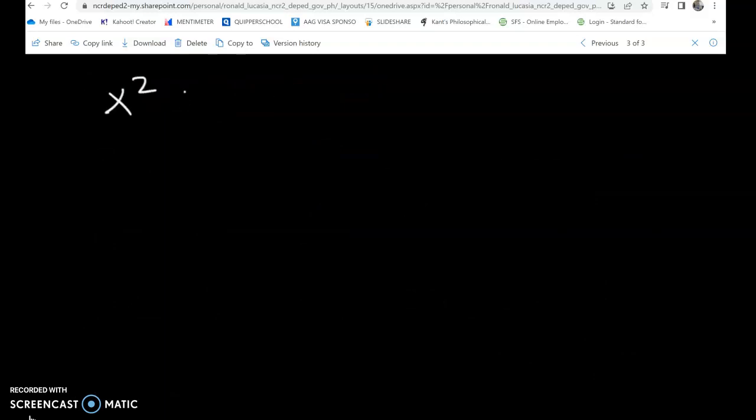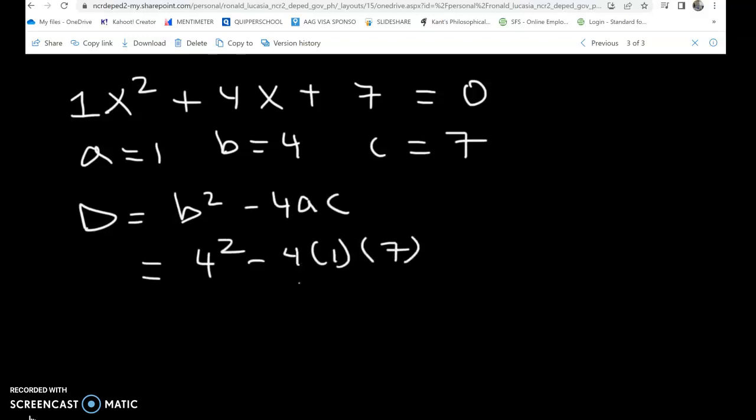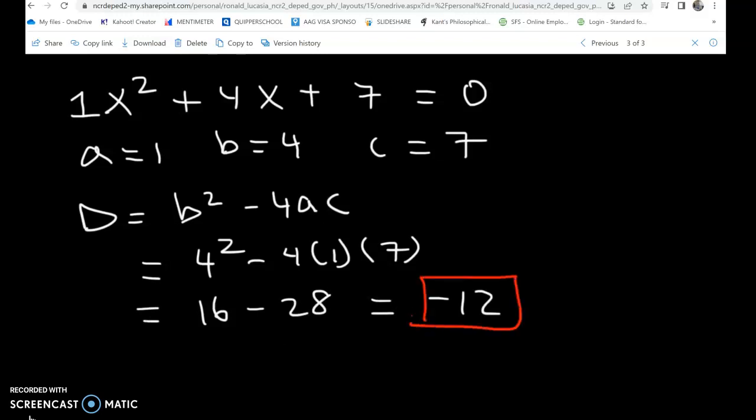So let's work on some examples. Let's say that x squared plus 4x plus 7 is equal to 0. Use the discriminant formula to determine how many solutions there are in this equation. So a is 1, b is 4, and c is 7. So D is equal to b squared minus 4ac. 4 squared is 16, 4 times 7 is 28. 16 minus 28 is negative 12. Negative 12 is less than 0. So because the discriminant is a negative number, there's going to be two imaginary solutions in the equation represented above.